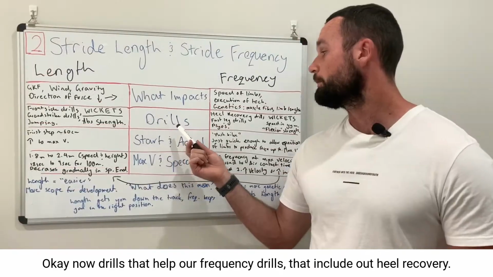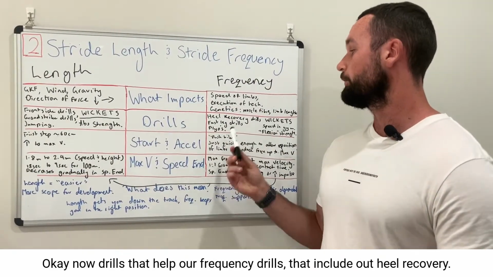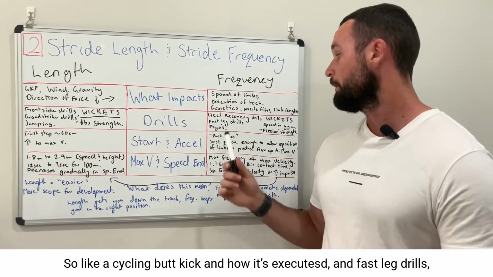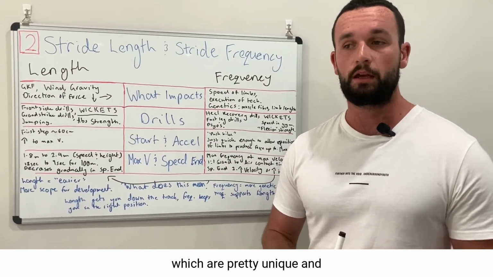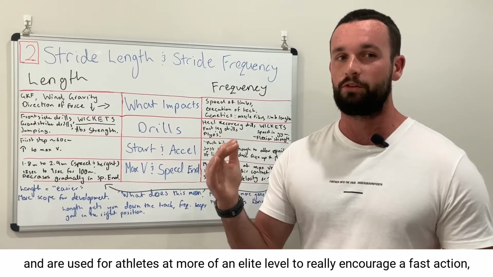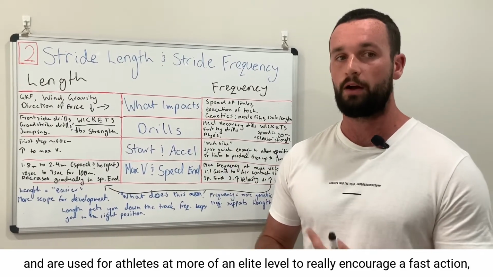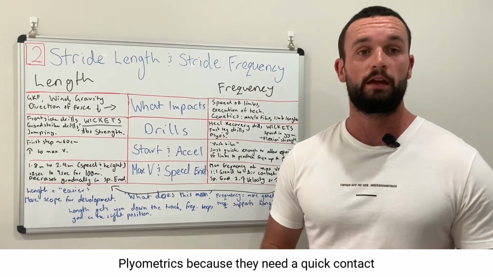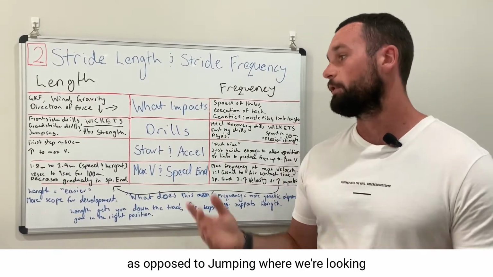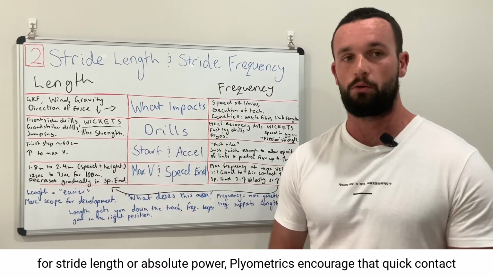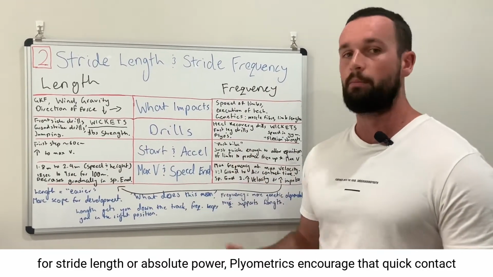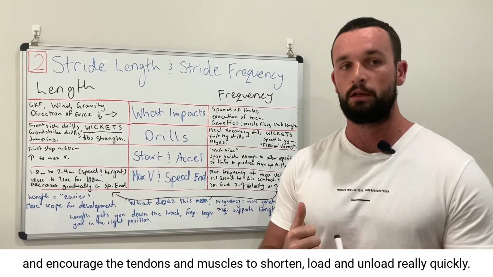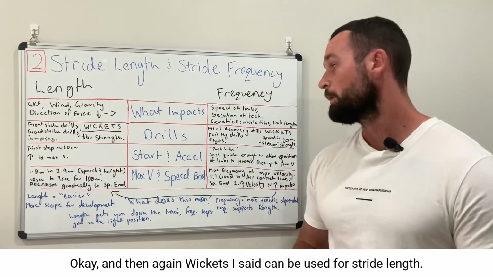Now, drills that help our frequency are drills that include our heel recovery, so like a cycling butt kick and how we'd execute that. Fast leg drills, which are pretty unique and are used for athletes at more of an elite level to really encourage a fast action, but can be done. And plyometrics, because they need a quick contact as opposed to jumping where we're looking for stride length or absolute power. Plyometrics encourage that quick contact and encourage the tendon and muscles to shorten, load and unload really quickly, okay?